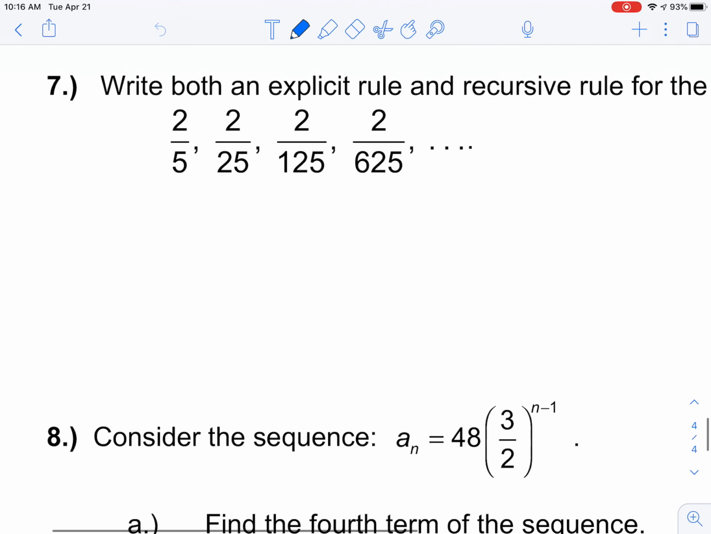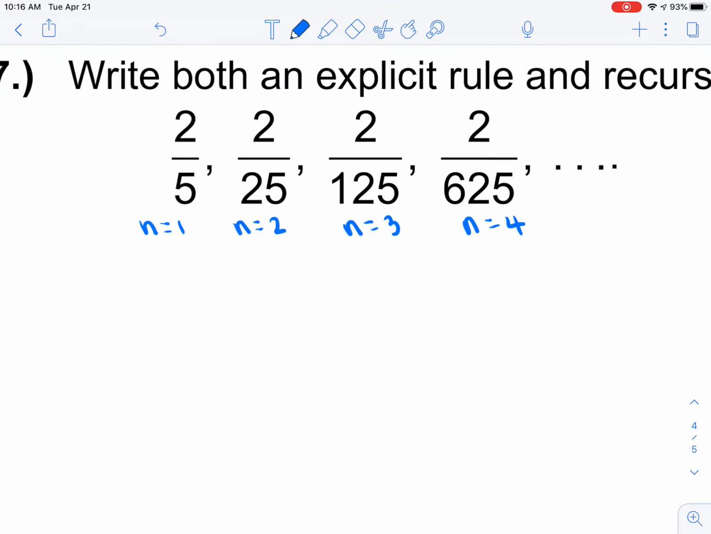Not really, but okay. So if you are going to write an explicit rule, the best thing to do is write under each term, this is n equal to 1. This is n equal to 2. This is n equal to 3. This is n equal to 4. So when you think about it, my first term, my second term, my third term, my fourth term, when you write explicit rules, think about what you do to n to get to that answer.